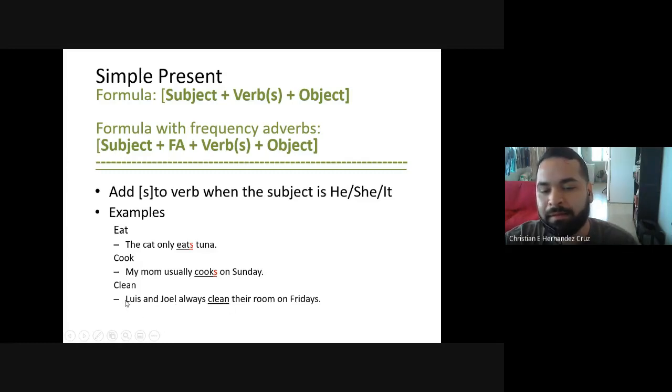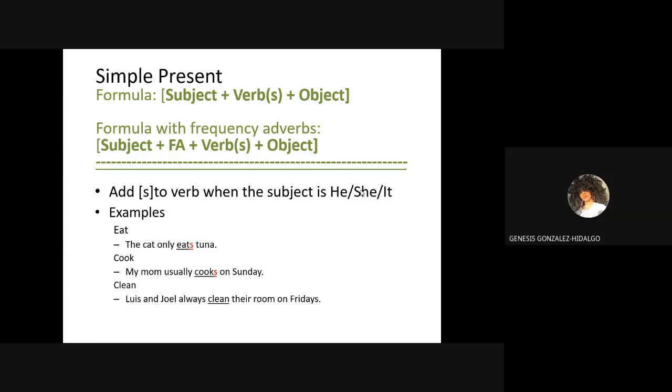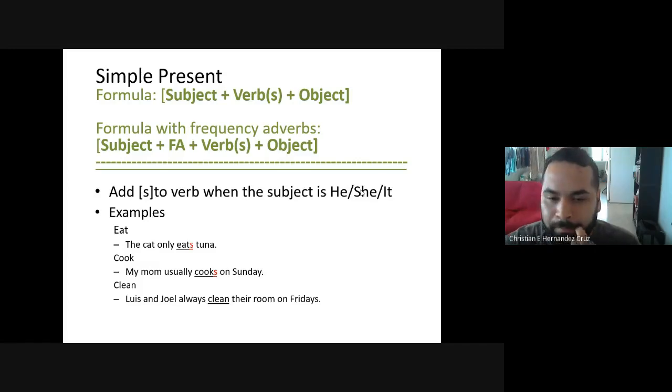But now we have two names, Luis and Joel, but we don't use the S here. Why is that? Well, we have to see Luis and Joel. Can we change Luis and Joel to he? Yes or no? Anybody? No, we can't. Okay, we can change it for they. Exactly right. Because Luis and Joel are two people, so it's plural. No podemos cambiarlo para él, en este caso sería ellos, which is plural. And in that case, Luis and Joel working as a unit, they don't add the S.